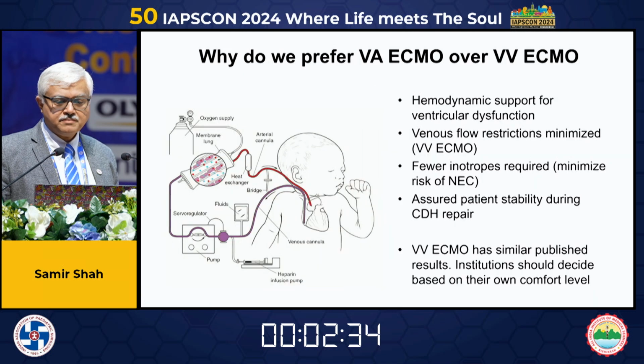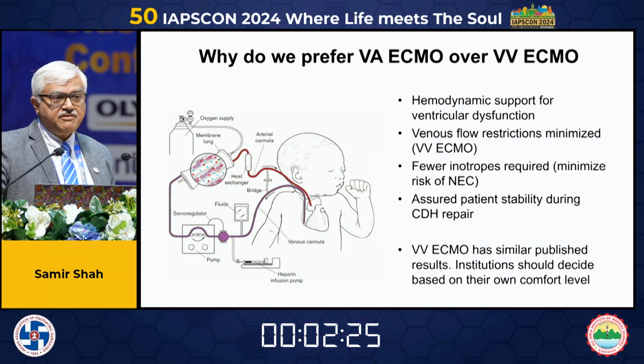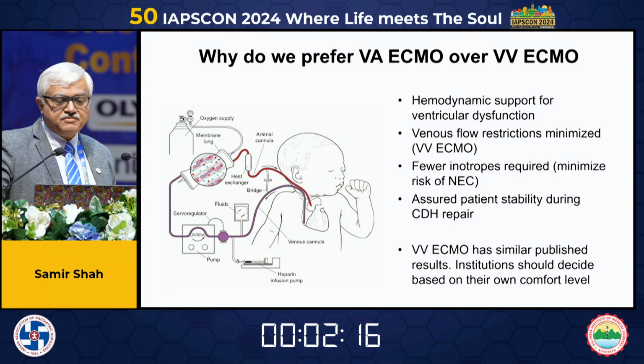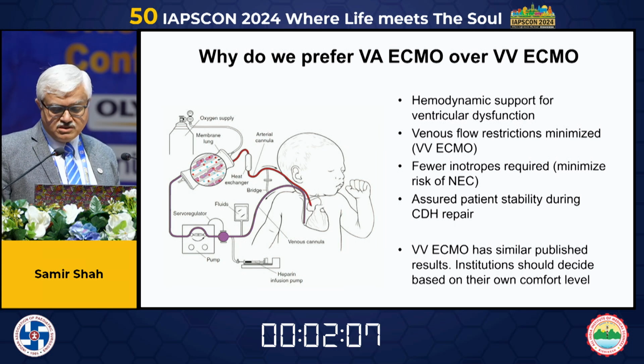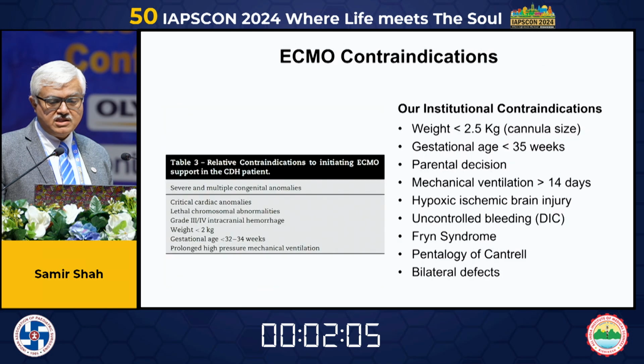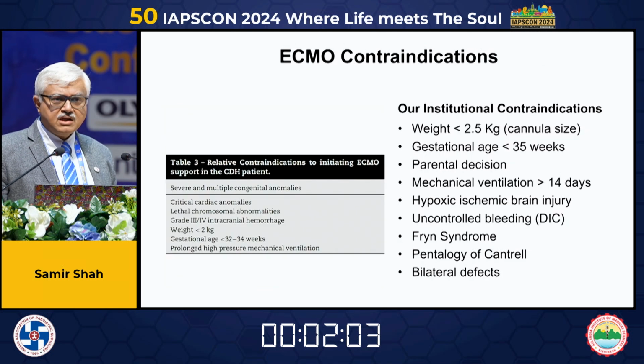Why do we prefer VA ECMO over VV ECMO? You can consider both. There is literature to support using VV and VA ECMO, but we prefer VA because of the hemodynamic support that is offered with ventricular dysfunction. We find that venous flow restriction gets minimized if you are on VA ECMO. We use fewer inotropes, so the risk of NEC is reduced, and there is assured patient stability during the CDH repair in these patients.